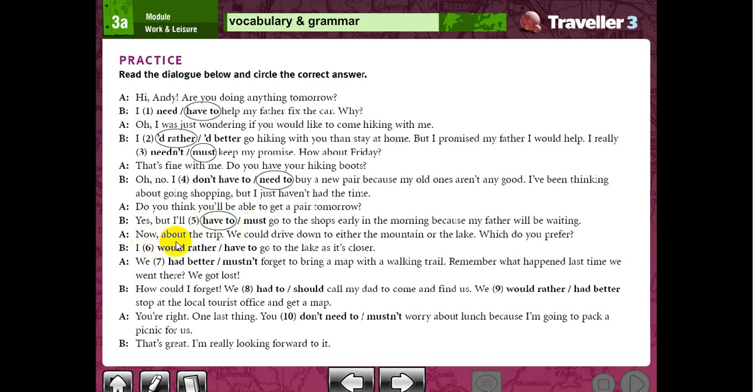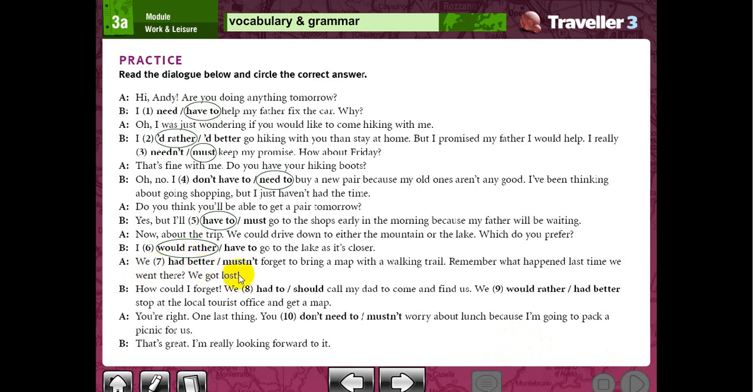Now about the trip. We could drive down to either the mountain or the lake. Which do you prefer? I would rather or have to go to the lake as it's closer. Here we will choose would rather. Why? Because it expresses preference about the present or the future.